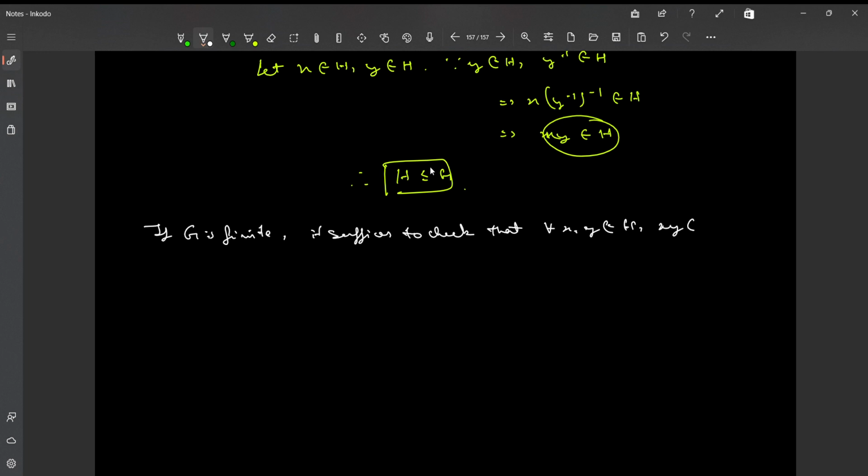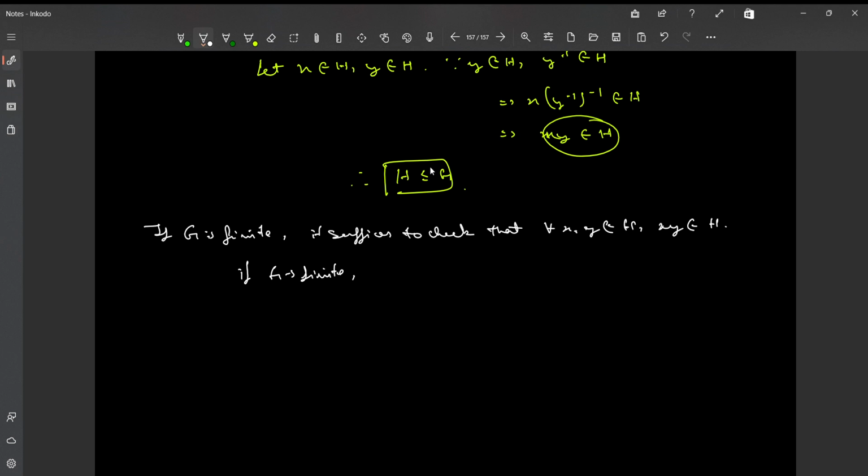It suffices to check that for all x, y in H, xy is in H. That is, it suffices to check whether the closure property holds only. We do not need to check whether x y inverse is in H. Okay, and what is the reason behind that? Because if you start with a finite group, then obviously a subset of it will also be finite, right?